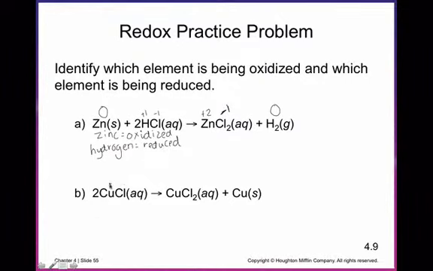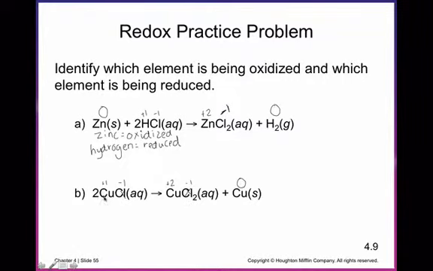Next one, we have copper 1 chloride giving us copper 2 chloride and copper solid. This one's a little tricky. Chlorine we know is -1, so this copper must be a +1. Chlorine again here, -1. This copper then, since there's 2, must be a +2. And we have another copper solid over here by itself, and that's its standard state, so it's 0. Nothing is happening to the chlorine. It's staying at a -1.